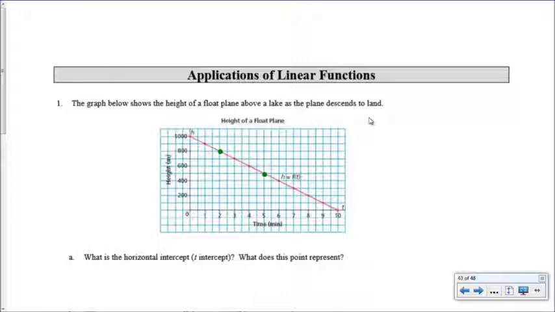I'm going to get you to actually pause the video in a moment and work through these questions on your own. Once you've completed the questions, you can unpause this video, and I'll just go over the solutions really quick. They should be fairly straightforward. I mean, it's just answering basic questions with linear relations.